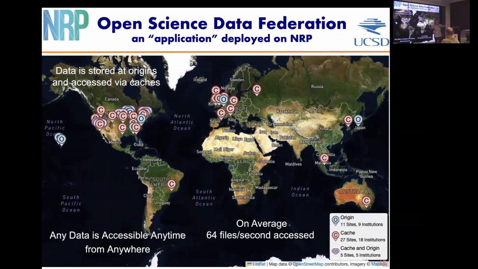Much of this, not all of it, uses NRP, because the caches are best situated in the internet network backbone. So most of our caches are actually at POPs, POPs of ESnet or Internet2. And because that's a very convenient way of locating things, in the continental US there isn't a spot that has more than 500 miles to the closest cache.